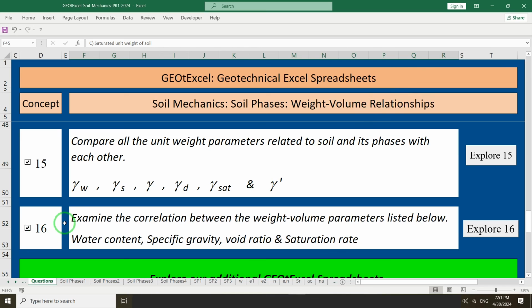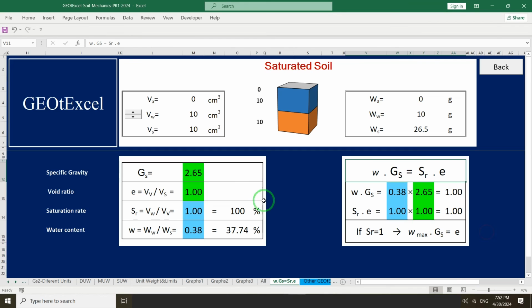Explore 60. Examine the correlation between the weight-volume parameters listed below: water content, specific gravity, void ratio, and saturation rate. Explore 16. W Gs is equal to S e, the important equation.